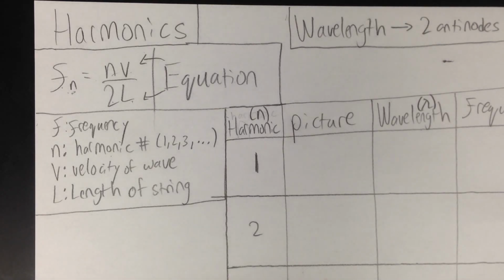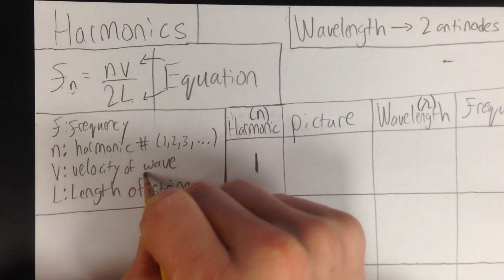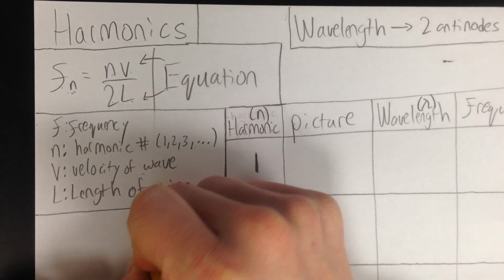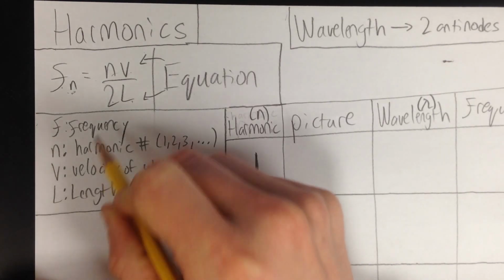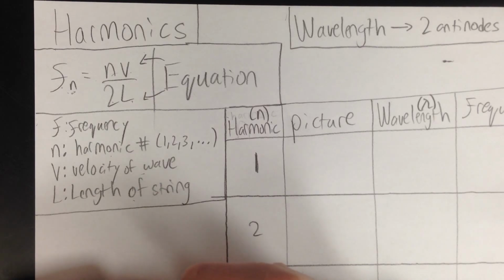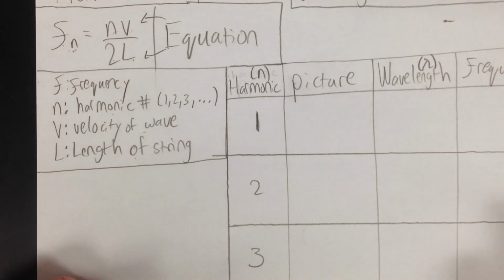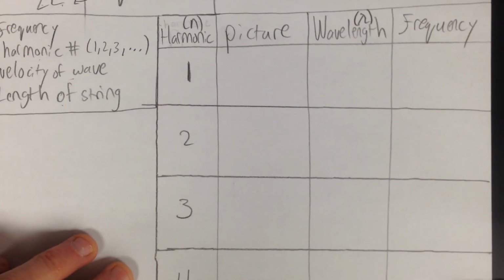Now, N is the harmonic number, V is the velocity of the wave, L is the length of the string, and F is the frequency. All right. So, let's start out with a picture of each harmonic and fill in this table.